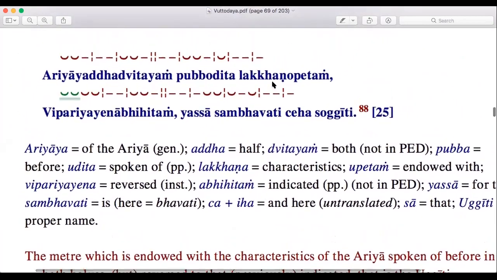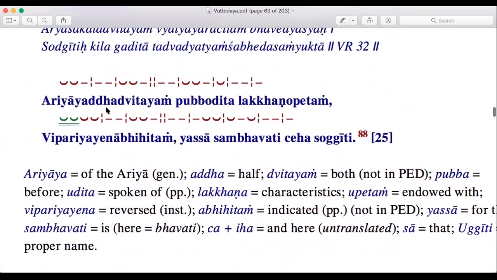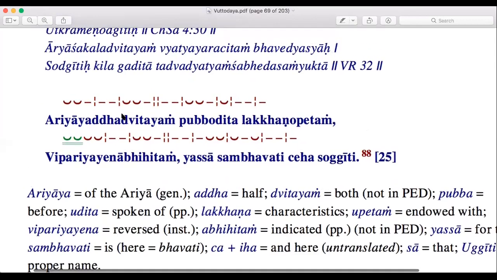So Ariya yadha dvitayang. Ariyaya, of the Ariya verse. Adha dvitayang. Adha means half. Dvitayang means both. This word is actually not clear for me also, how this word dvitayang is made, because dvitayang is somewhat odd. However, the meaning is given as both here also.